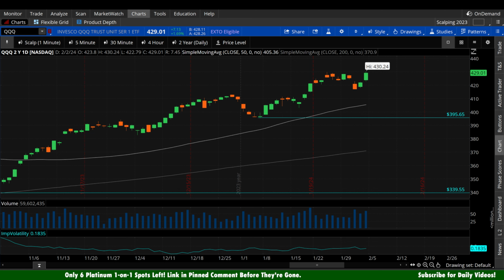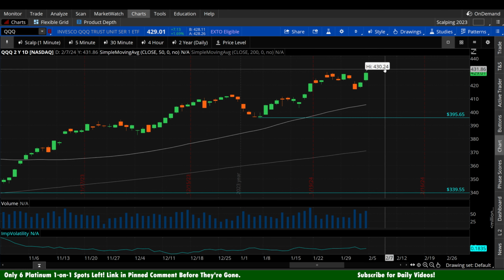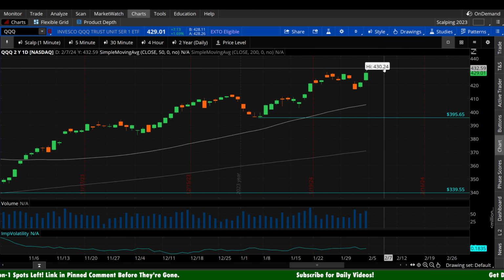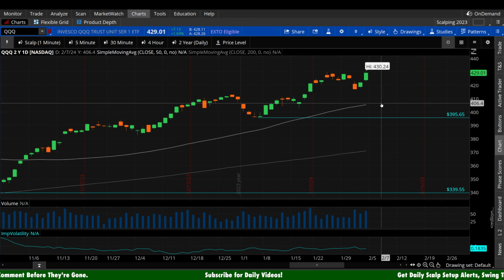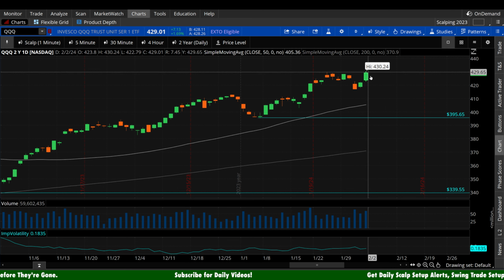Bulls, name of the game here on the daily chart tomorrow: get up through 430, break the all-time high, get above 430 and a quarter, and hold. Okay, that's the name of the game. If you're a bear, it's even more simple. Just fade as hard as possible off of a retest of 430 or from here.